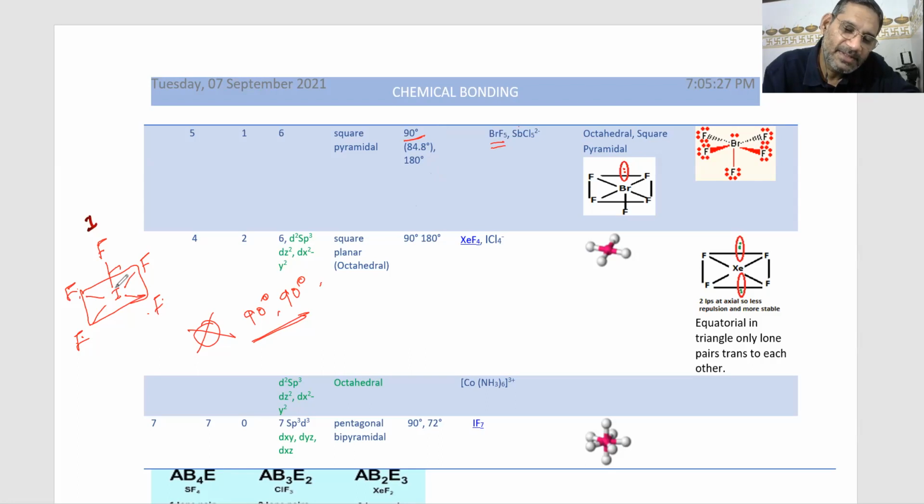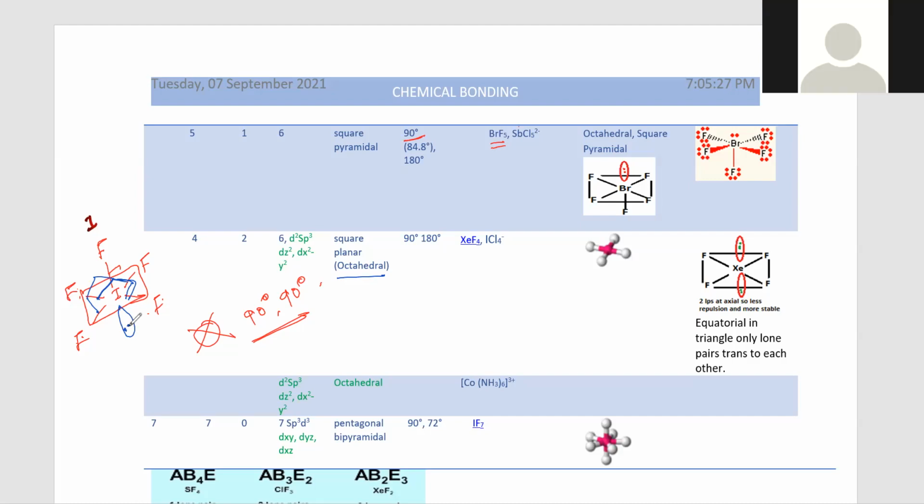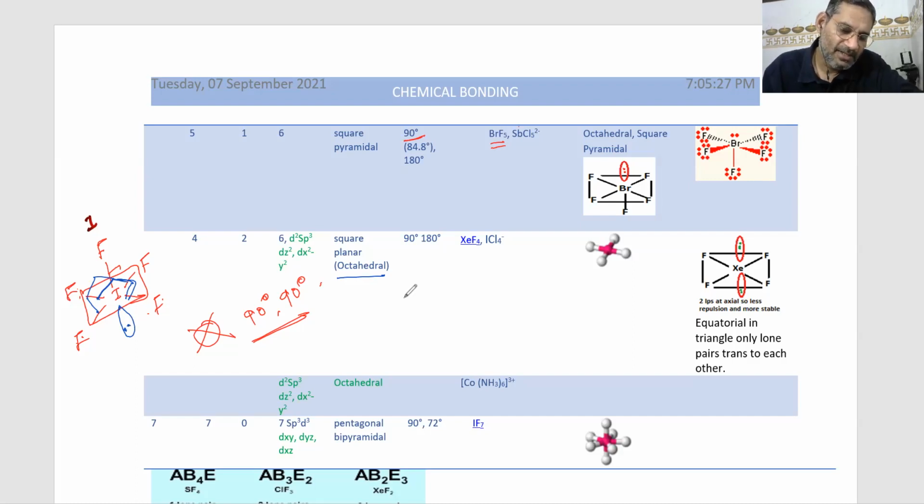See the angle, this angle will be 180 degree, this will be 180 degree, this will also be 180 degree. So the shape will be square planar, or you can say octahedral. One lone pair is also there, right? That lone pair will be like this. So if it is like that, then octahedral. So square pyramidal, that is a square pyramidal. That's all. It is this one.